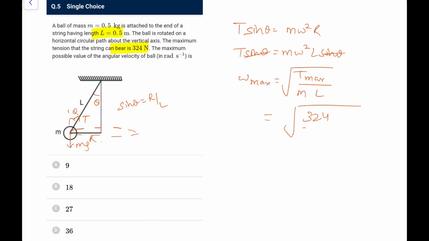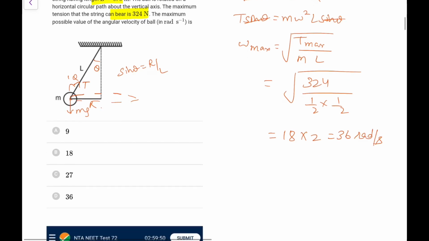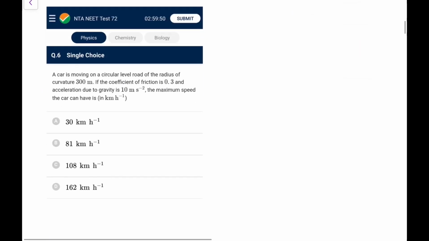So what is T max? It is 324, m is half, and this L is also half. Now 324 is the square of 18, and this 2 also comes, so this is 36 radian per second, the omega max. So go for option D.